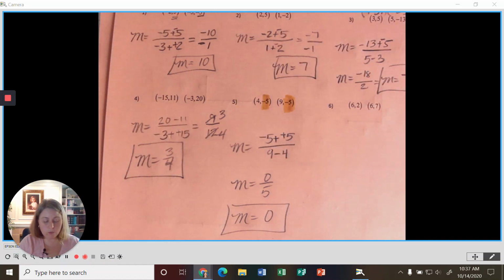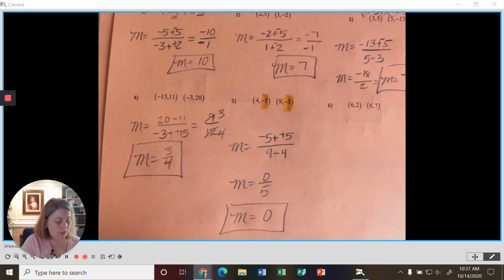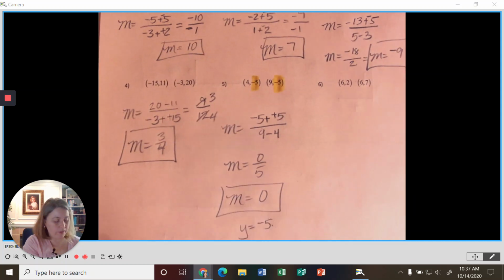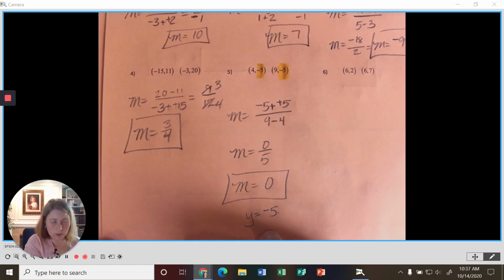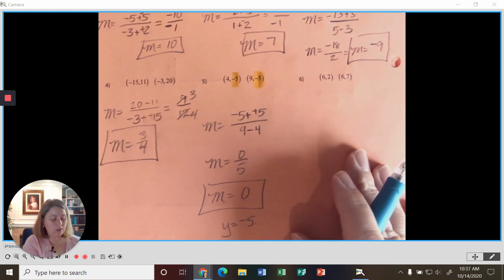Okay, that's going to be really helpful when you're writing equations of the line. So when you see the y values are the same, that's going to help you know the equation of the line is actually just y equals negative 5. So that's the equation of that line. Okay, so it's a little sneak peek ahead to Unit 4, writing equations of lines.